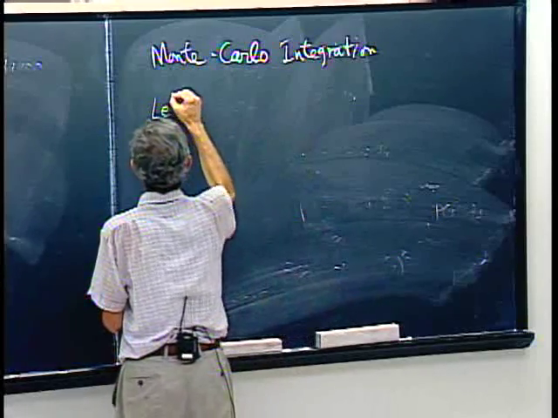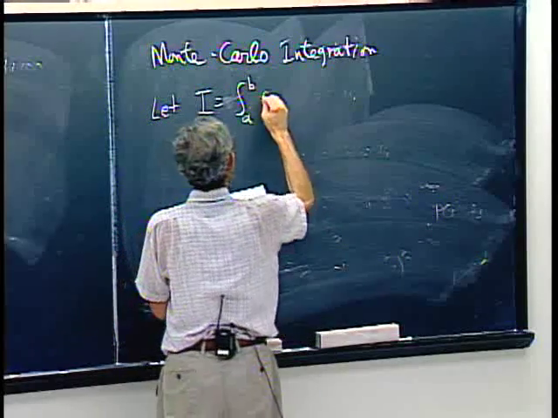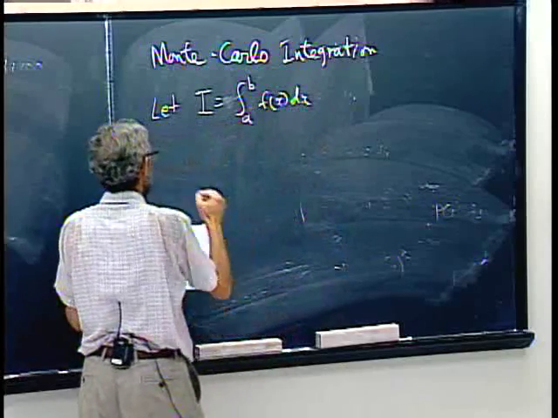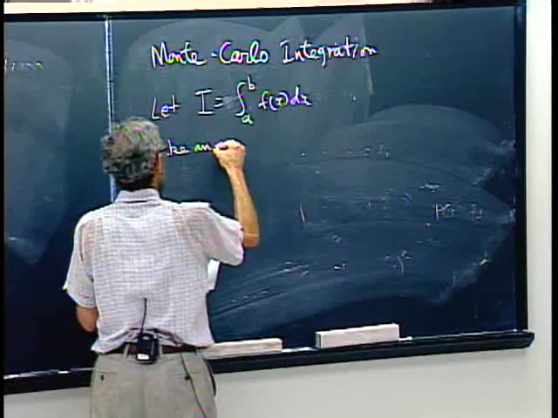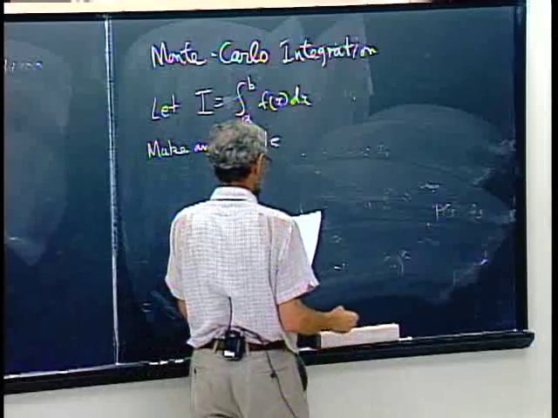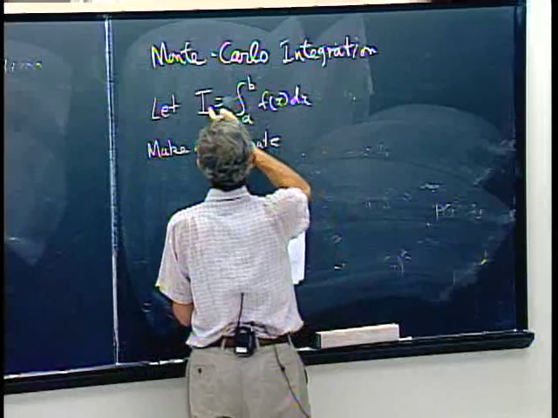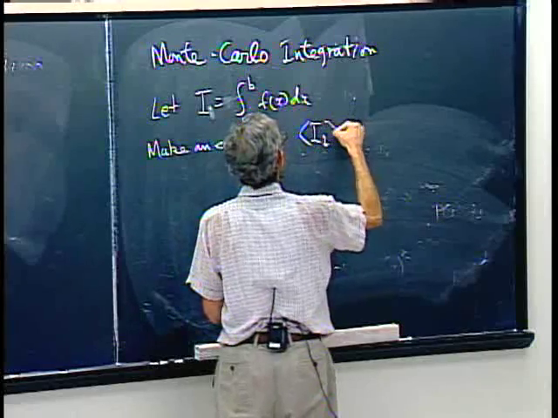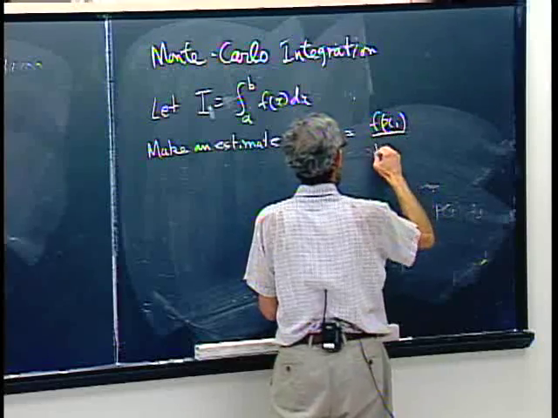So what we're trying to estimate is an integral, say the integral from a to b of f of x dx. And we make an estimate. This is only going to be one sample. This is the integral, and the estimate with one sample is f of x1 over p of x1.